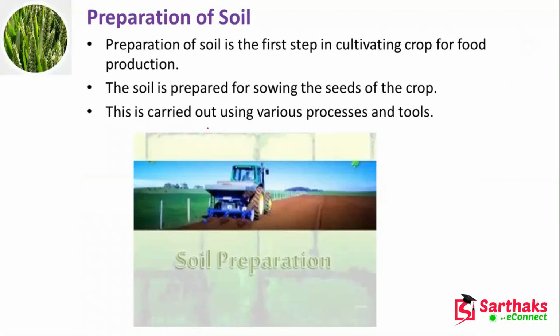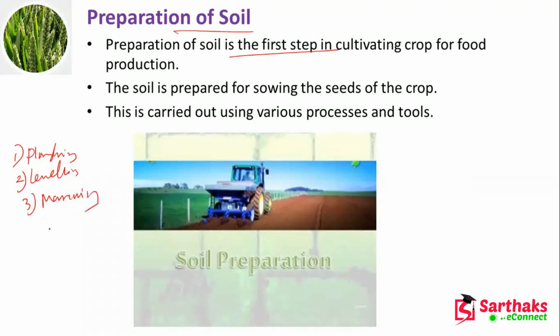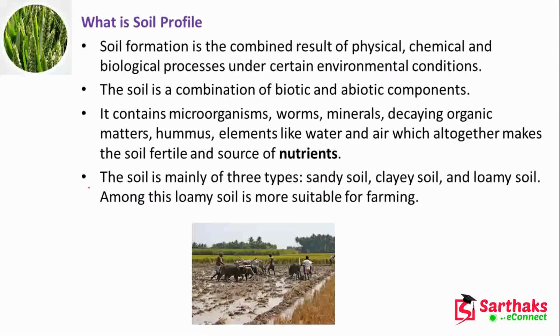Now, the preparation of the soil. Already we know the first step of the cultivation is the preparation of the soil. First we have to do the plowing. Just now I have told, just brush up. For brush up I have given this plowing, then leveling, then you have to do manuring. Okay. Now, what is soil profile? Before going to cultivate, first we have to know the soil profile.